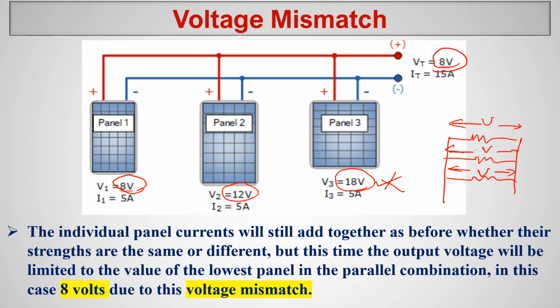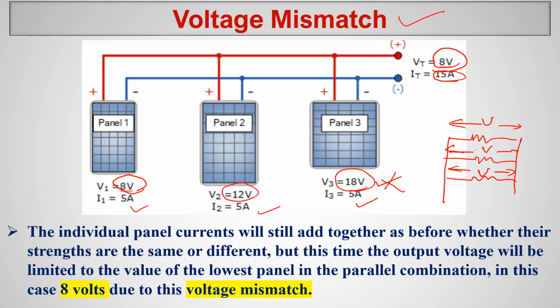What is the problem here? I have an 18 volt panel, but because of the panel mismatch, my output will be 8 volts, not 18 volts. Is it clear? But let's look at the current. This is 5 ampere, this is 5 ampere, this is 5 ampere. So the current will be added, 5 plus 5 plus 5 becomes 15 ampere. That's fine. For a parallel connection, current will be added, so current can be any number, not a problem. But in a parallel connection, the voltage should be the same. If it is not the same, that is a voltage mismatch.